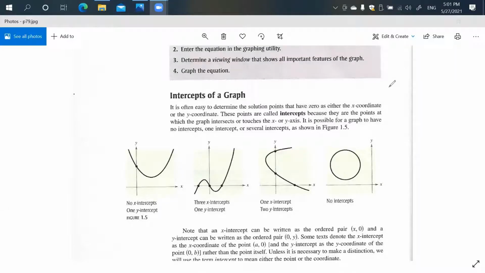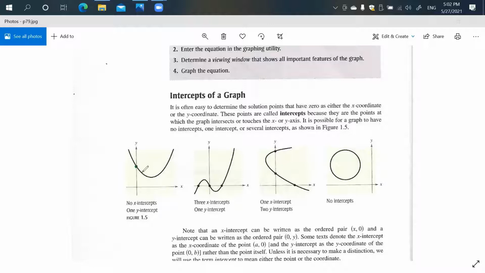Okay, next one is the intercept of a graph. Everyone take a look at this one. See the graph. What is called intercept? Now you see this is the y-axis. So this point is a y-intercept because the graph hits or cuts the y-axis at this point. So this one we call y-intercept.